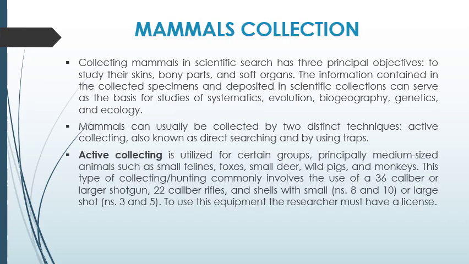Mammals collection. Collecting mammals in scientific research has three principal objectives: to study their skins, bony parts, and soft organs. Like birds, here we also have three scientific purposes to collect mammals. The first one is if we want to study their skins, the second is to study their bony parts, and the third is to study their soft organs.